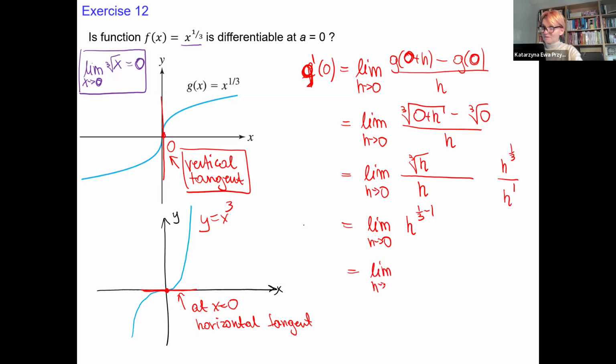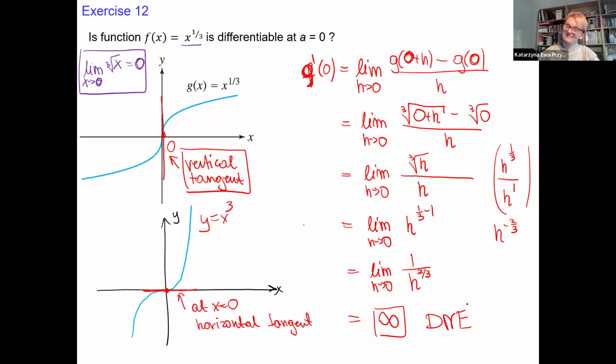Can you help me with that fraction? It will be negative 2/3. Yes, thank you. And I can rewrite it like this, as a fraction without a negative exponent. Now we can see 1 over 0, 1 over a small number is a big number. And infinity is not an existing number. This limit does not exist.